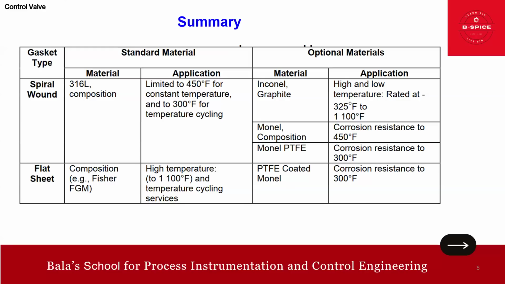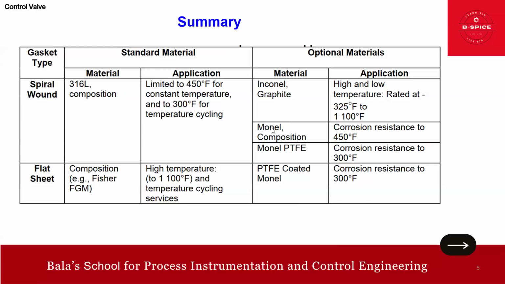For high temperature, for example up to 1100 degrees Fahrenheit, and for temperature cycling applications, an Inconel or other alloy filled with graphite material is specified. So basically, if the temperature is limited to 450, you can go with the 316. If it is more than 300 or maybe up to 1100, then better to go with Inconel and graphite filled, or another alloy filled with graphite material.